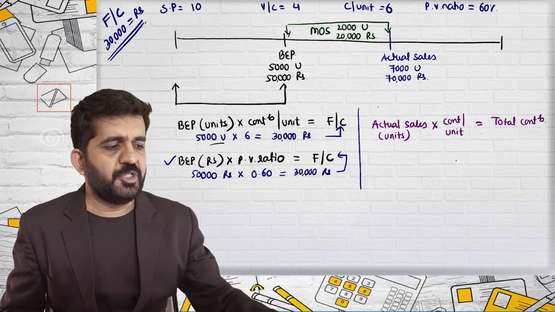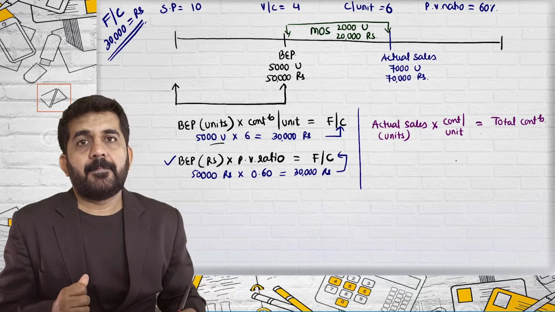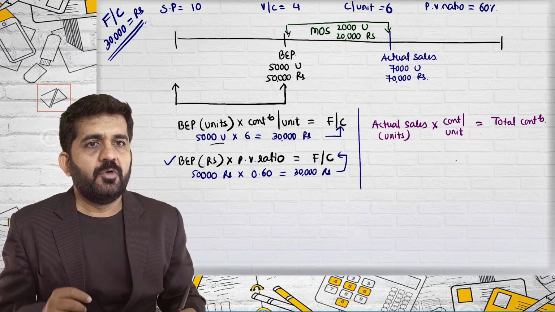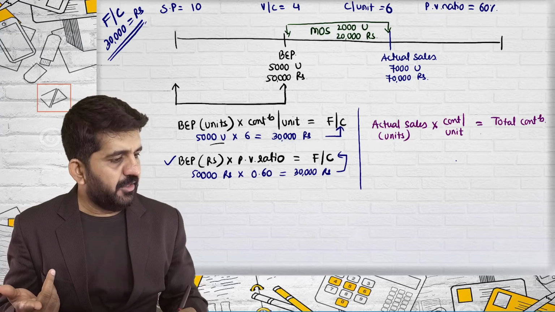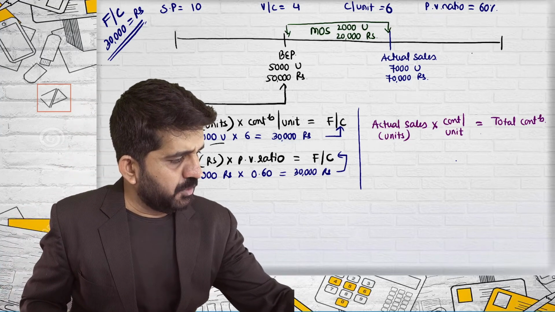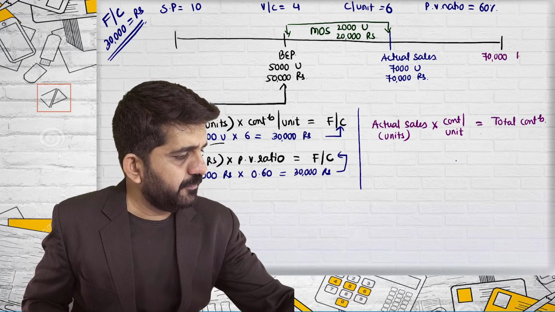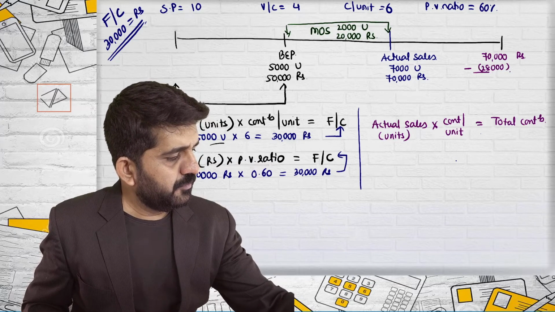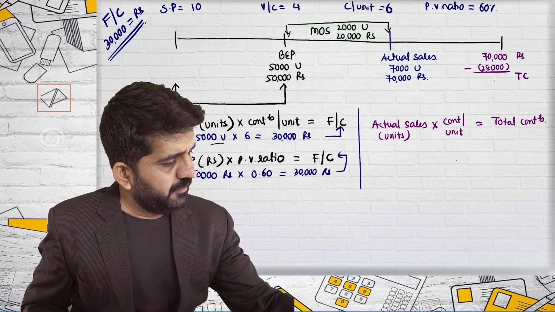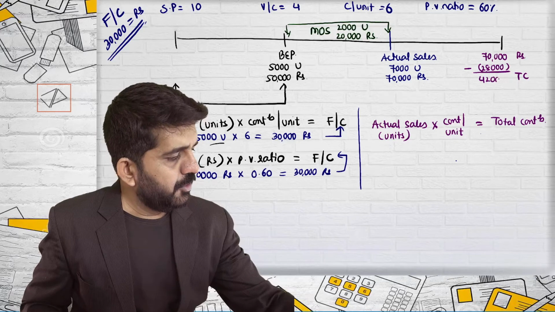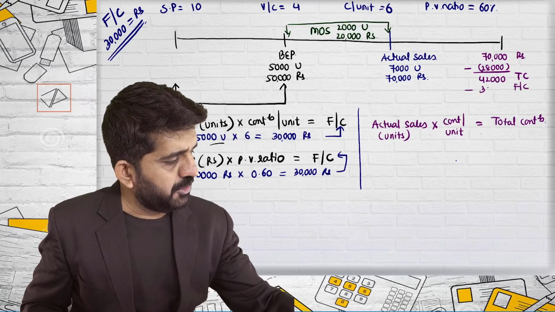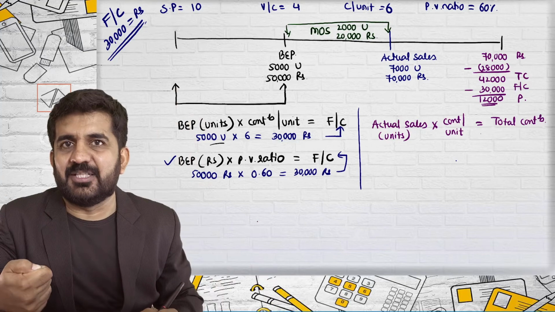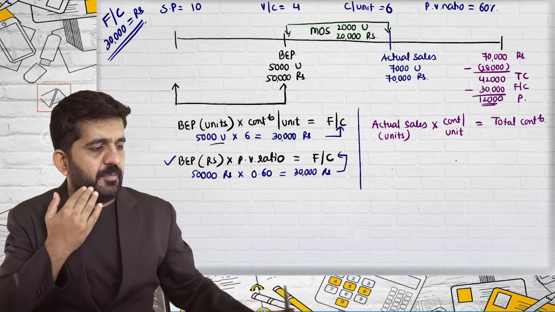You can find out 7,000 into 6. It is how much? 42,000. 42,000 minus 30,000. It will be 42,000 is total contribution. Let me find out actual profit. If sales is 70,000 rupees, variable cost will be 28,000. Total contribution will be 42,000 minus a fixed cost 30,000. Profit will be 12,000. So our actual profit is 12,000 because 70,000 rupees is actual sales.